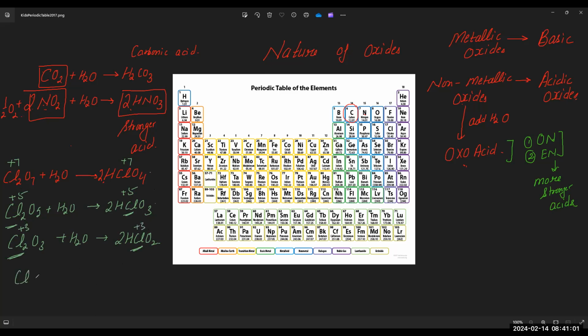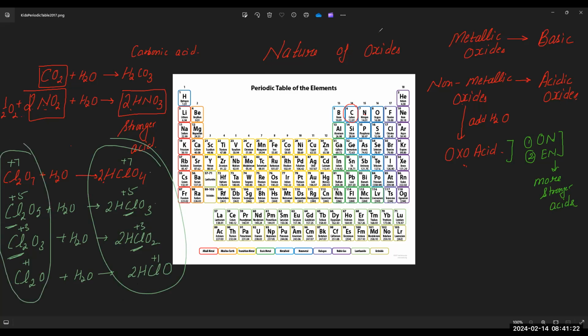Then you take Cl2O. This is +1, plus H2O, giving you 2HClO. This is also +1. All these are acids. All these are non-metallic oxides. And you can see that in these non-metallic oxides, the chlorine is not changing. Same chlorine here, here, here, here. What is changing?